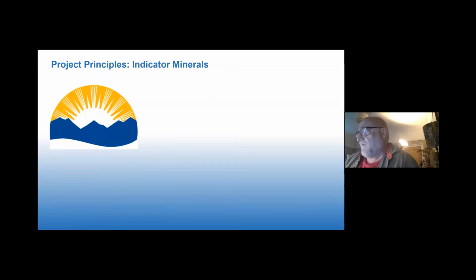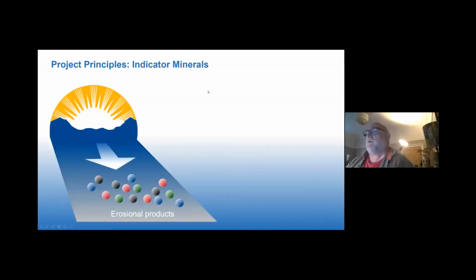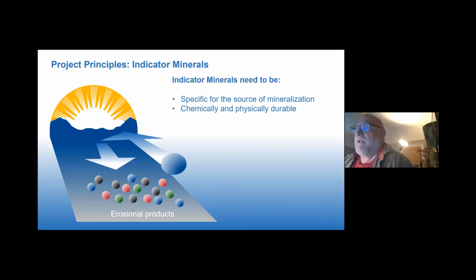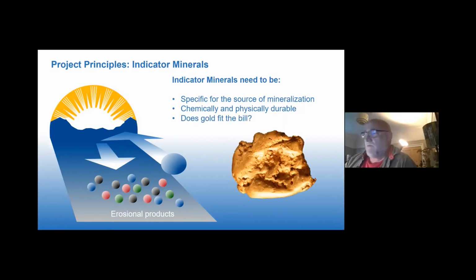I'm sure you're very familiar with indicator mineral methodology. Just encapsulate it in this slide here, where I start by irreverently eroding some of BC and generating a load of detritus. And some of the minerals within that we can use because they have an intrinsic link to their source, which we are hoping might be an economically worthwhile mineral deposit. To be a useful indicator mineral, they have to fulfill a couple of criteria. Need to be specific, and they need to be durable, need to hang around long enough for us to find them. So where does gold fit into this?